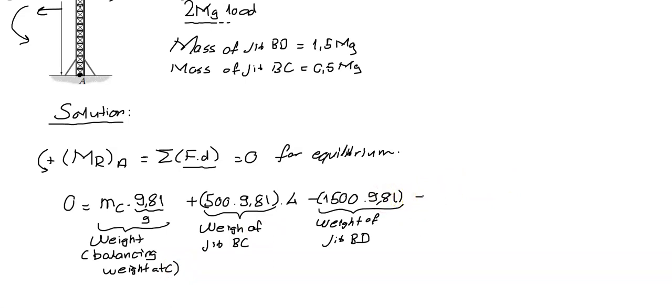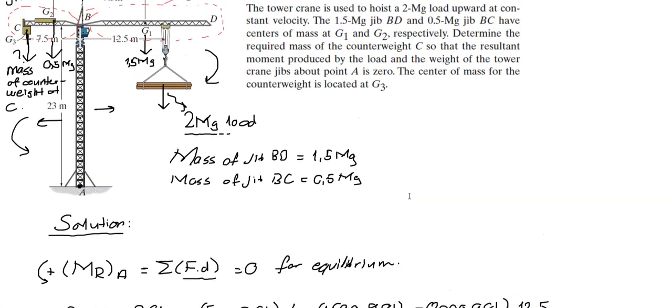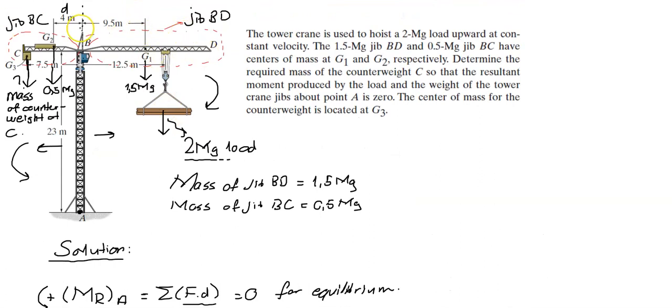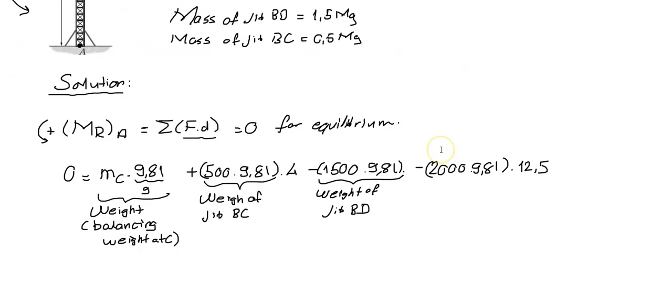Okay, and minus our load that is being lifted up. So 2000 times 9.81, so that's the weight of the load, and then times 12.5. Oh, sorry, I forgot to write here the distance. So the distance for G1 for the jib BD is 9.5. Okay, so for this we need to write 9.5 here, and this is all equal to 0.